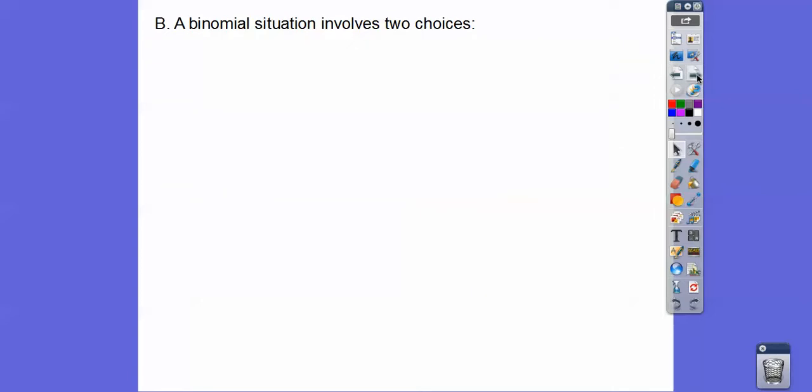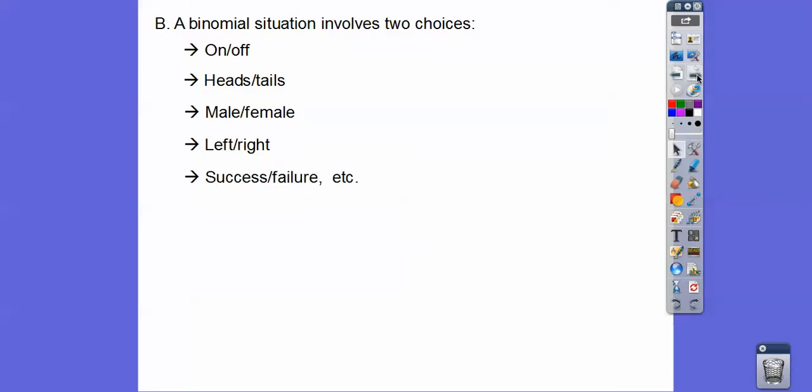Okay, so a binomial situation involves two choices, like on and off, or heads or tails, or male or female, or left or right, or success or failure. You can keep going on and on when there are just two choices.